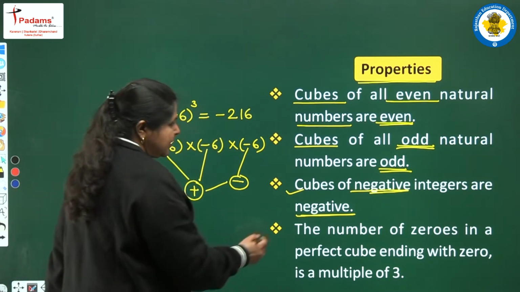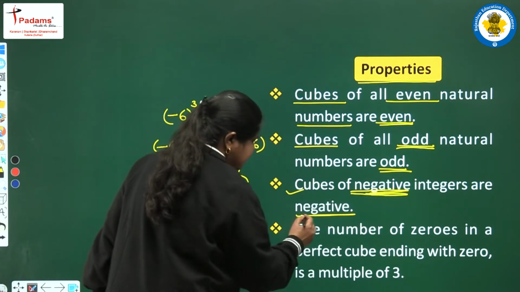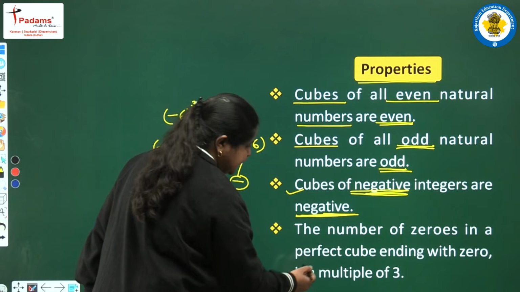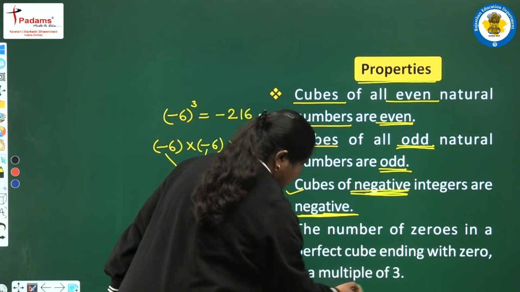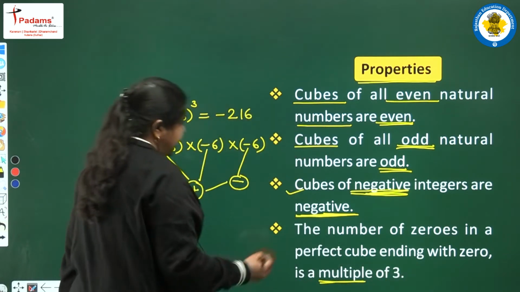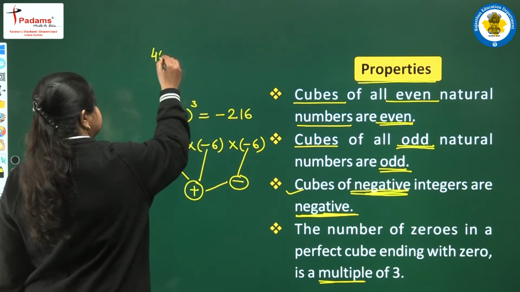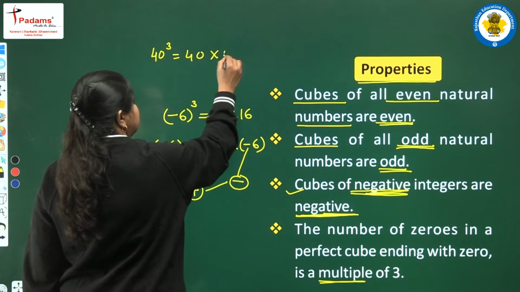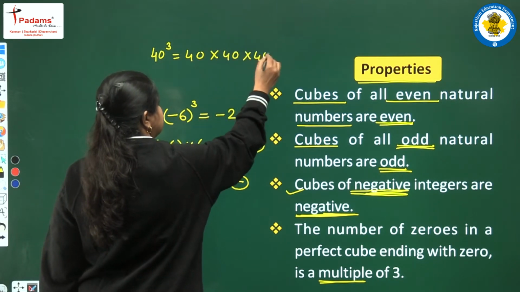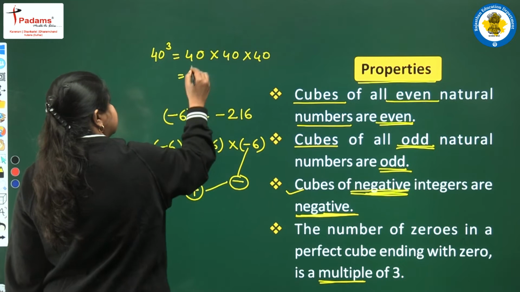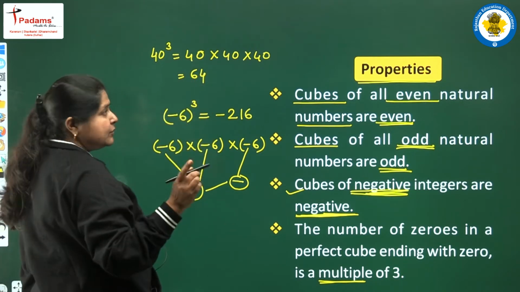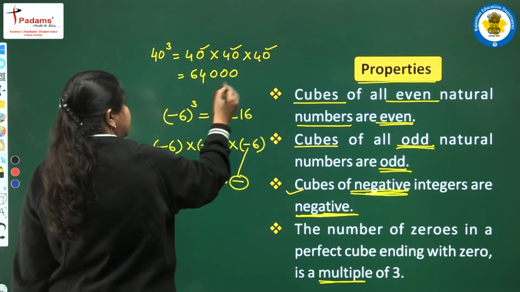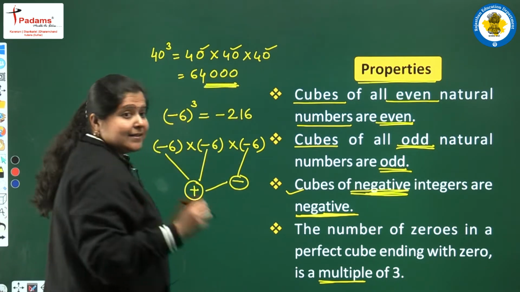So always remember, cubes of negative integers are negative. Next we have the number of zeros in a perfect cube ending with 0 is a multiple of 3. Let us take a number, say 40, and if we find its cube, we will get 40 into 40 into 40. Now 4 cube is 64, and we have now 3 zeros, 1, 2, 3. So here the number of zeros is 3.